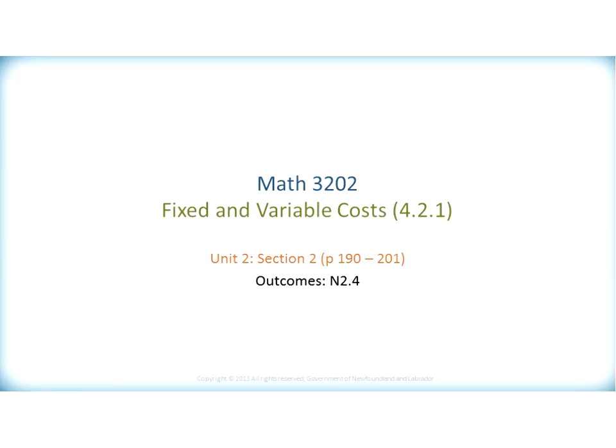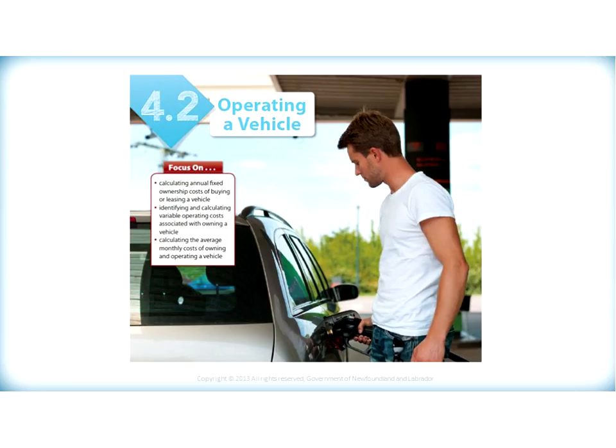In this lesson, we're going to look at fixed and variable costs that you might come across when you own or operate a car. What we're going to focus on is calculating annual fixed ownership costs of buying or leasing a vehicle, identifying and calculating variable operating costs associated with owning a vehicle, and calculating the average monthly costs of owning and operating a vehicle.